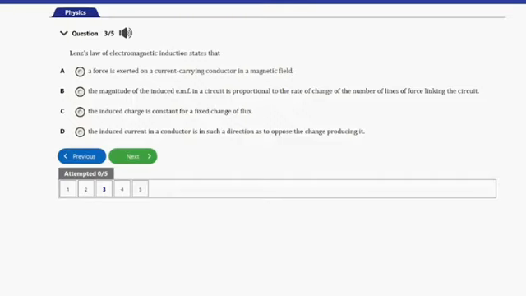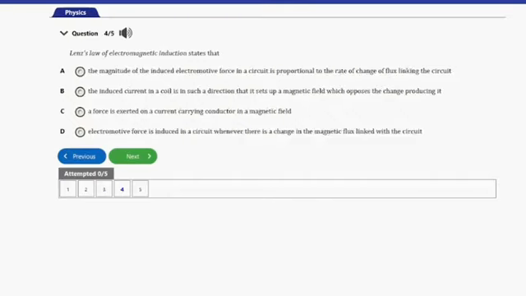Let's go ahead and consider the next question, guys. That's question 4 here. This is still the same question. Lenz's law of electromagnetic induction states that. So guys, here, I think that's option B. The induced current in a coil is in such a direction that it sets up a magnetic field which opposes the change producing it. So that's option B.